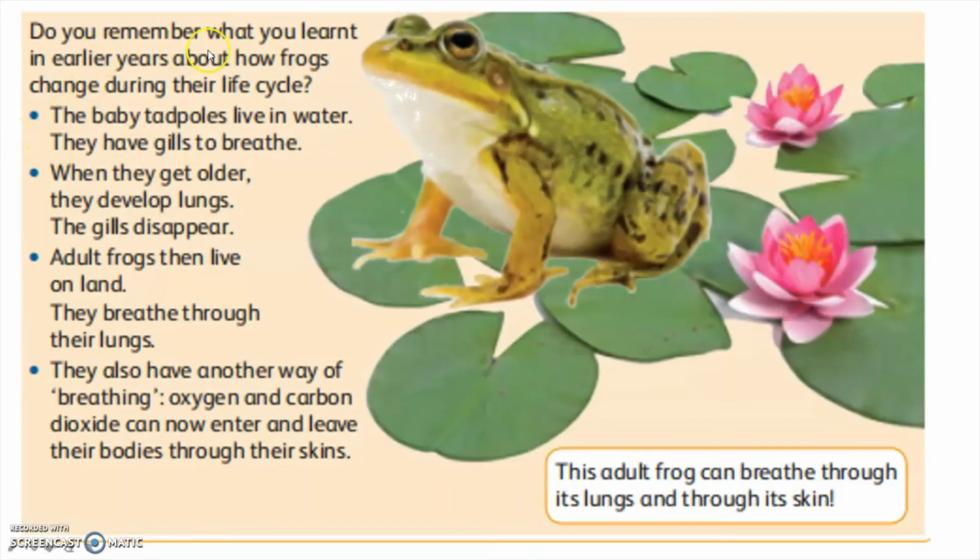Next, do you remember what you learned in earlier years about how frogs change during their life cycle? Okay, the baby tadpoles live in the water. They have gills to breathe. When they get older, they develop lungs. The gills disappear. Adult frogs then live on land. They breathe through their lungs.